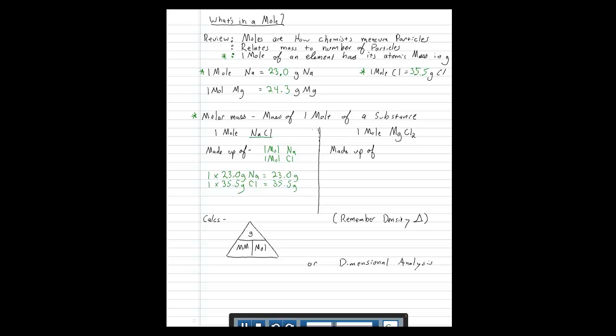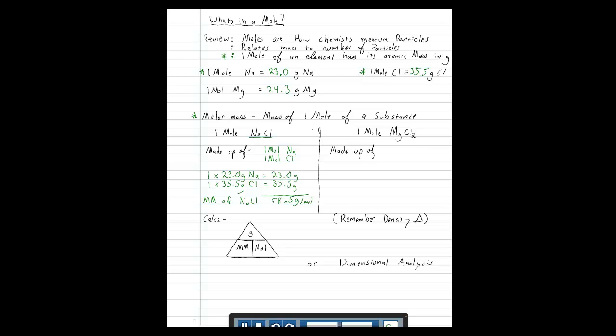So in order to calculate the molar mass of sodium chloride, all we have to do is find the total of the things that make up the compound. We add it up, and we get 58.5 grams per mole. That's called the molar mass of sodium chloride. I'm going to abbreviate it MM. So that means 1 mole of sodium chloride weighs 58.5 grams.